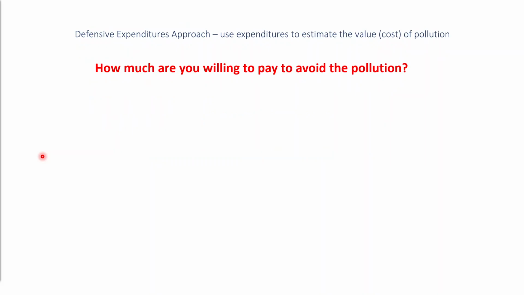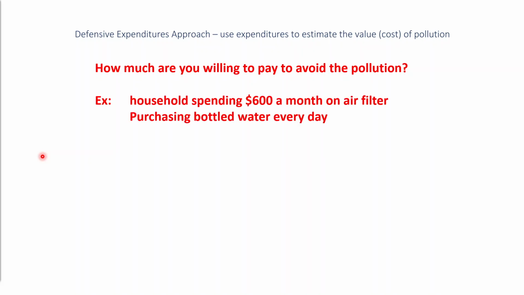The defense expenditure approach is how much you're willing to pay to avoid the pollution. For example, if you observe a household spending $600 a month on air filters, or if you observe that a household purchases bottled water every day, then you can argue that the value of clean air is at least $600. This household is willing to pay $600 a month to defend themselves from pollution, to obtain clean air. This is what we call the defense expenditure approach: how much are you willing to pay to avoid the pollution?